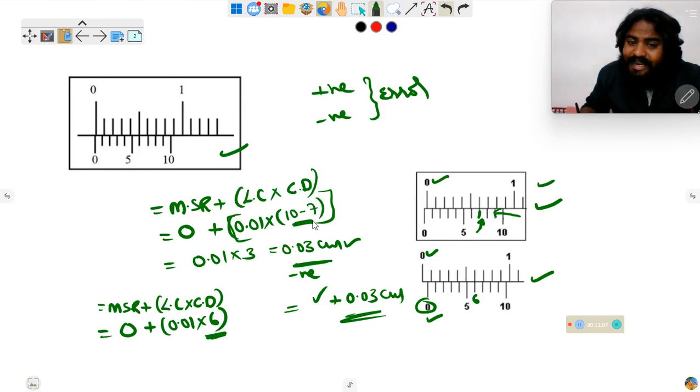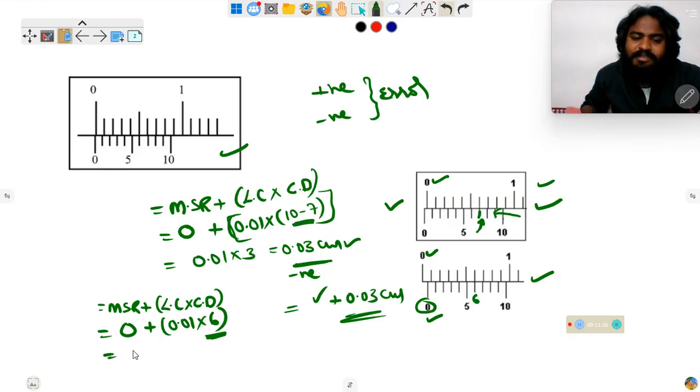Here we have taken 10 minus 7 because we are measuring negative error. It is advanced, it is backward right now. So that's why we did not take it here. If the seventh one is coinciding, then you consider it as a 3. Leave the first one and you can measure, right?